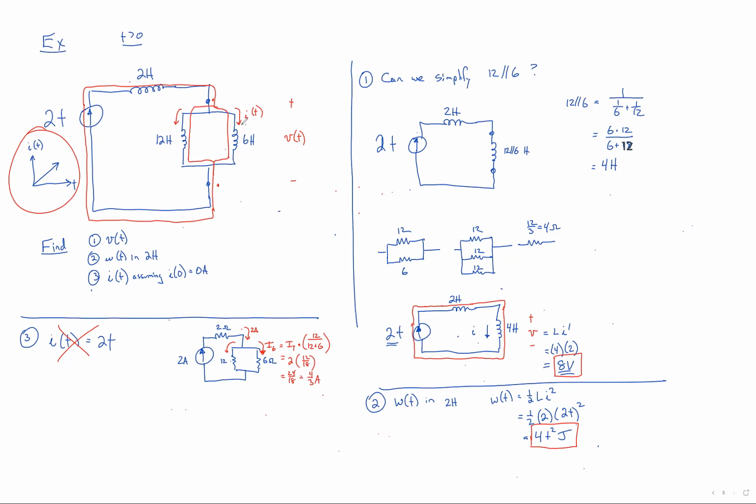Going back up here, do you know the voltage across this 6 henry? Yes, you already figured it out. It's 8 volts. The voltage across the 6 henry is equal to a constant 8 volts. So now, can you tell me what the current is through the 6 henry?